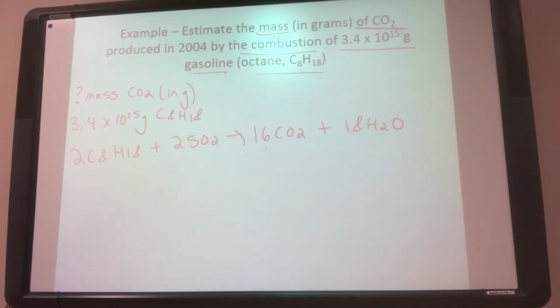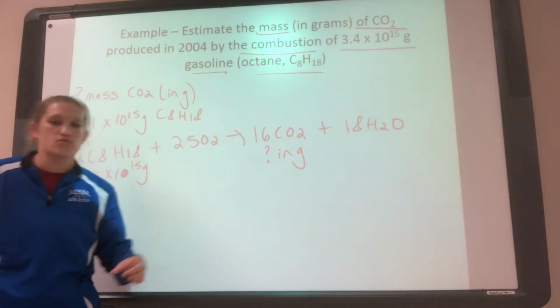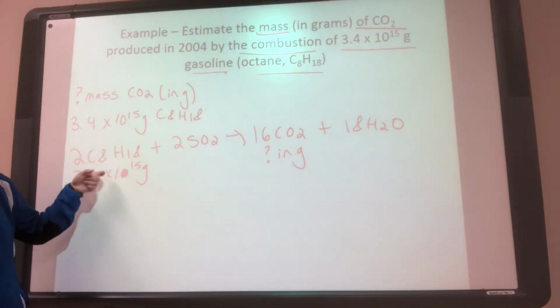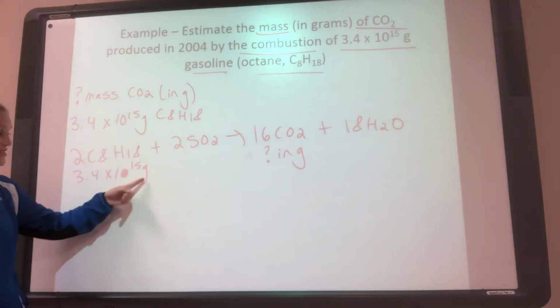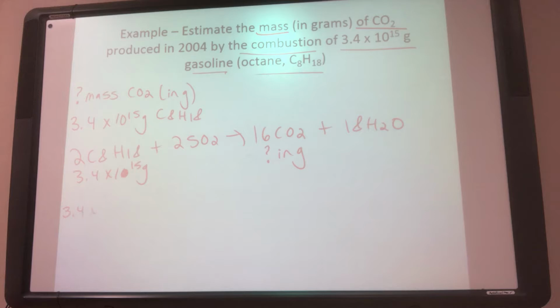All right, so what it says is I'm looking for this guy in grams, and they gave me this guy. So how can I go from here to here? I can only go from one to the other in moles. What did they give me? They gave me this number in grams. Can I go straight from here to here? No, because it's in grams. So what do I need to do first? I need to put it in moles. So I have 3.4 times 10 to the 15 grams of my octane. To get to CO2, it needs to be in moles. So I need to go from grams of octane to moles of octane.